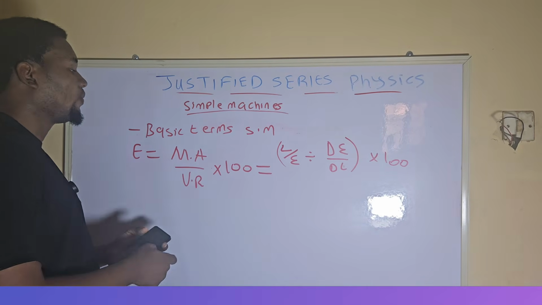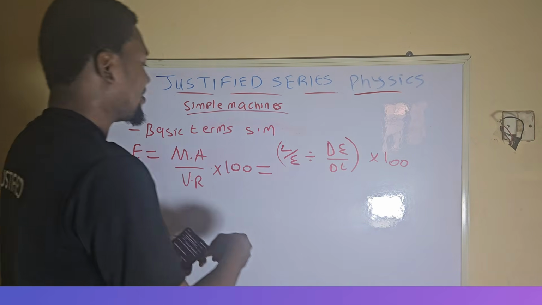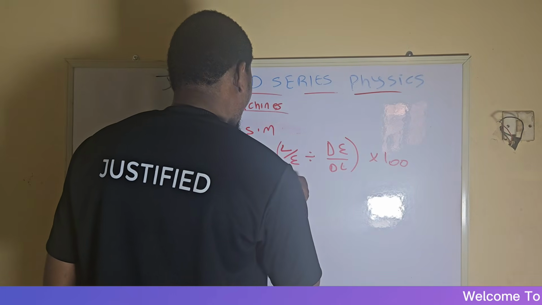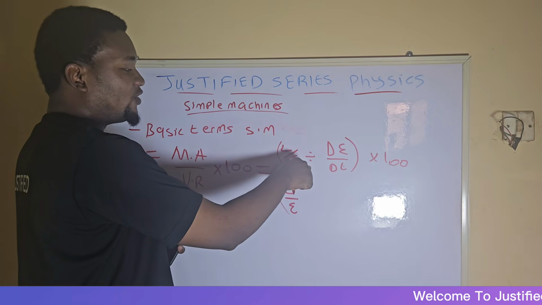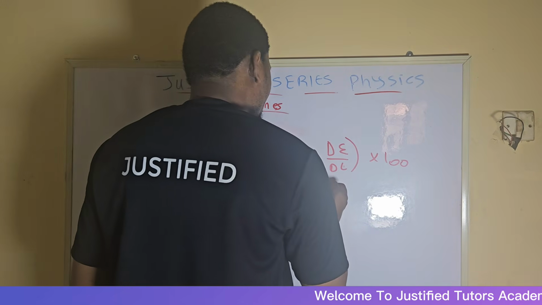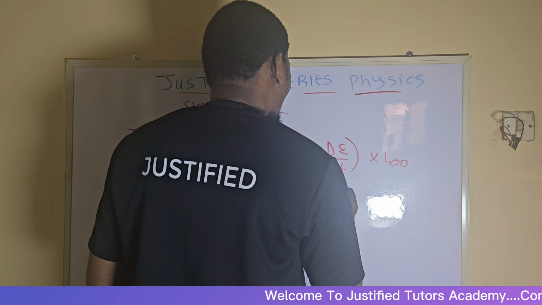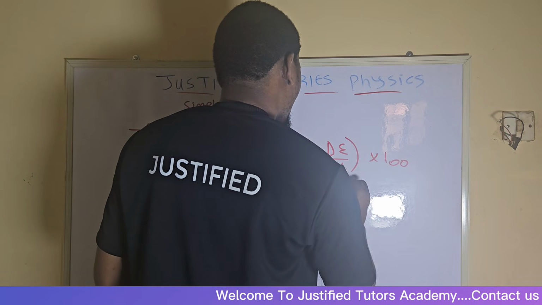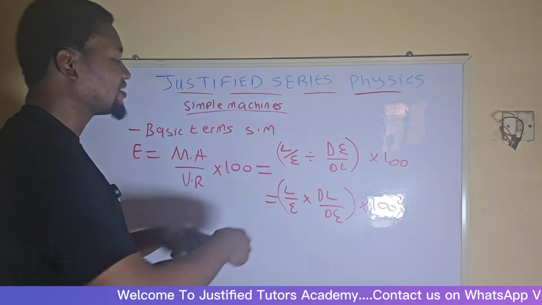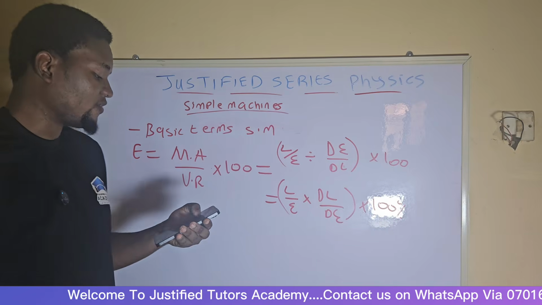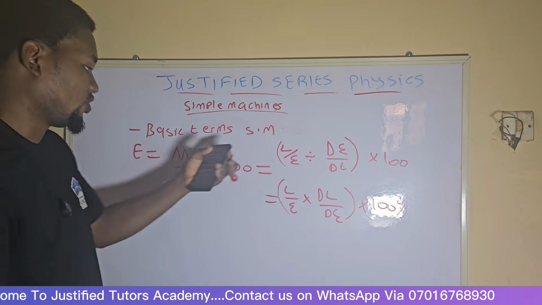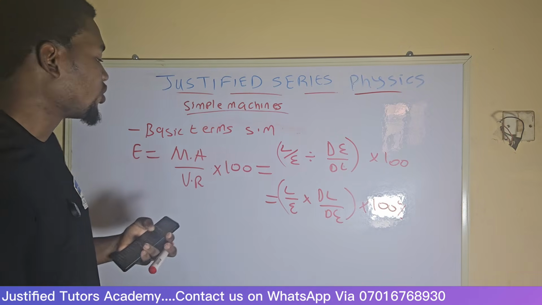Breaking this one down now, you will be left with load over effort. If you are turning division to multiplication, this one will go up, this one will come down. So you get times distance moved by the load over distance moved by effort, multiplied by 100%. So this will be our formula for efficiency whenever we're not given our MA and VR. This is just the derivation of it.